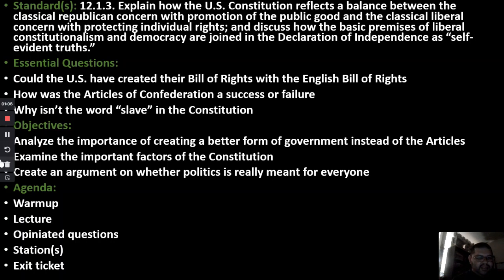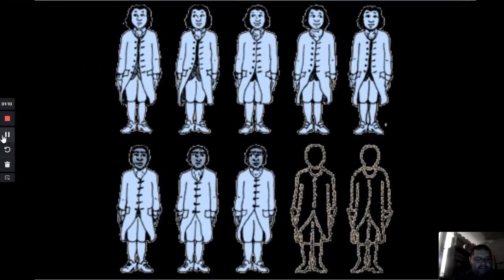So let's go ahead and go to your warm-up. All right, so here is your warm-up picture. Now, I don't want to give it away. Unless you have US history, you may already know what this is or what it's trying to say. But my question to you is this: what do you think this artist is trying to say about this particular agreement in our Constitution?